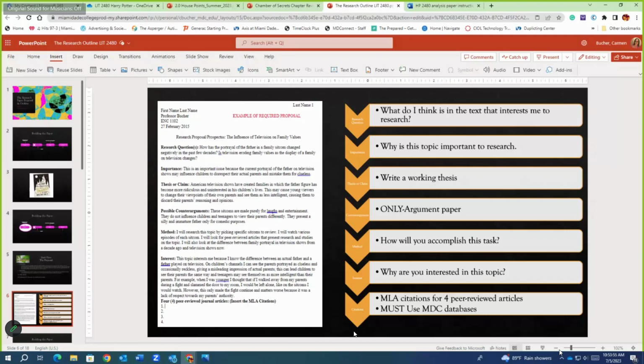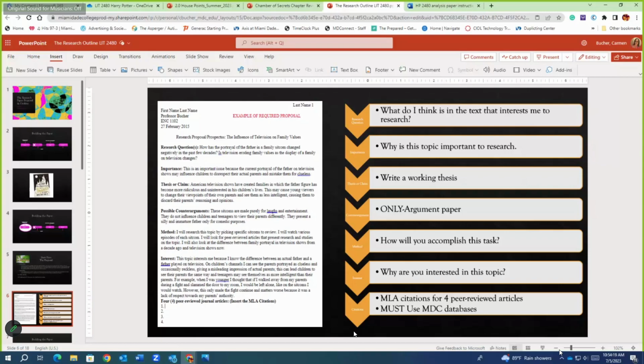The next item is importance. Why is this topic important to research? What is one of your goals of the topic? So think about the research question and then what your goal is in answering that question or questions. That will help you get to the importance, why this topic is important to research.